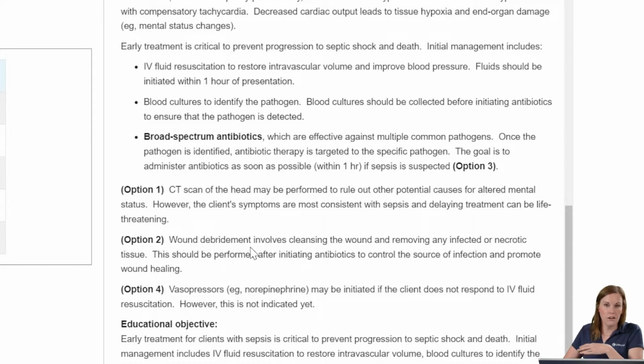Wound debridement for our option 2, that can be something that we do, but we're not going to need to do that until we do the antibiotics first. Again, this was a priority. And then vasopressors can be given if our client is not responding to our IV fluid resuscitation, but we need to, again, do antibiotics first. This is a down the road if our client is experiencing shock. So you guys did great. A lot of right answers on that. I don't think I saw a wrong answer, so good work.